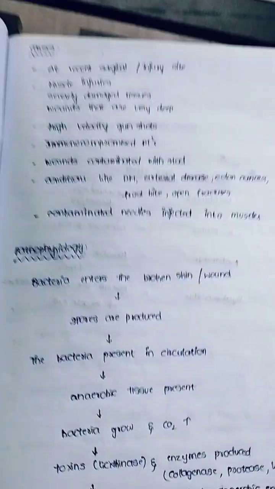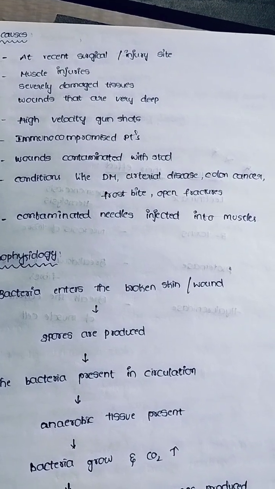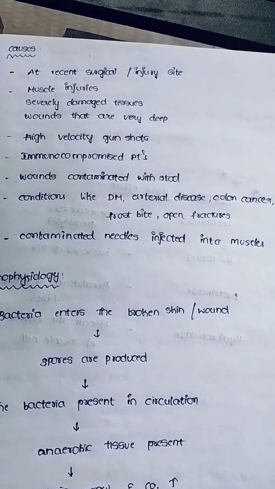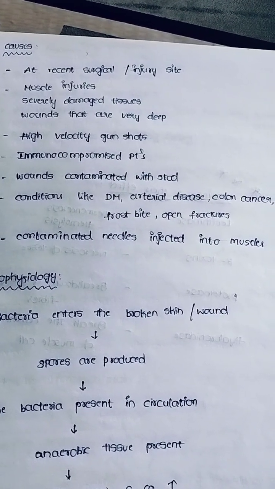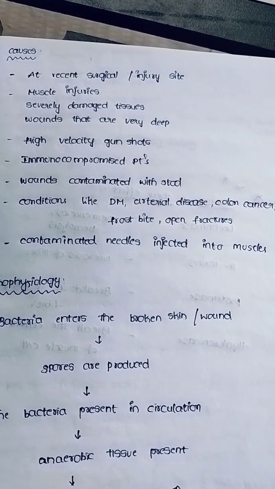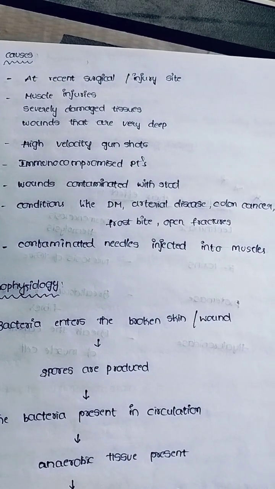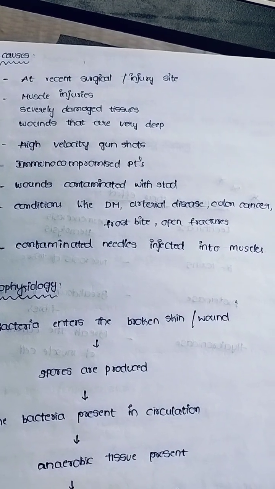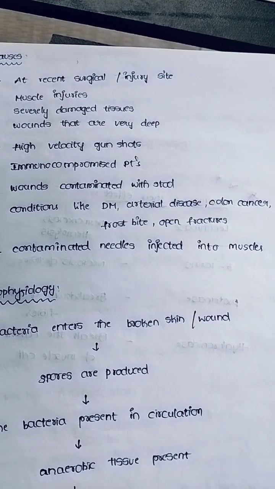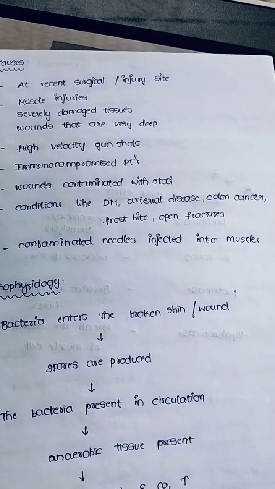And what are the causes for gas gangrene? Mainly a recent surgical site or injury site, muscle injuries or severely damaged tissues, and very deep wounds like high velocity gunshots. These wounds may be infected with bacteria which produce toxins that enter the blood cells, blood vessels, and muscle tissue, which leads to skin blisters and skin discoloration. This is how bacteria affect the skin through deeper wounds, and it also affects immunocompromised patients and wounds contaminated with stool.